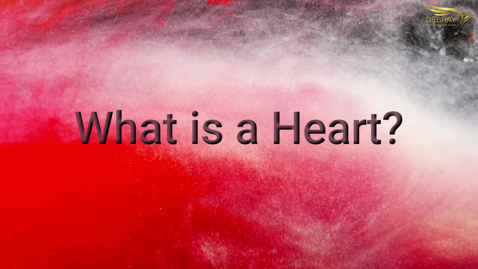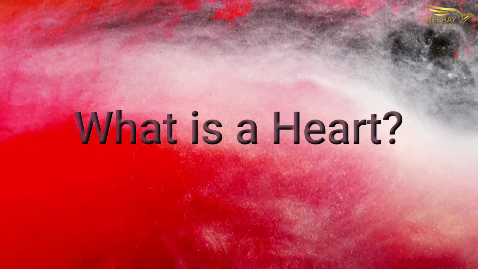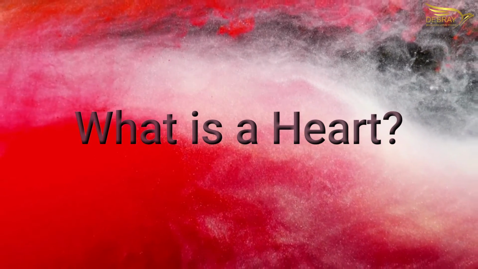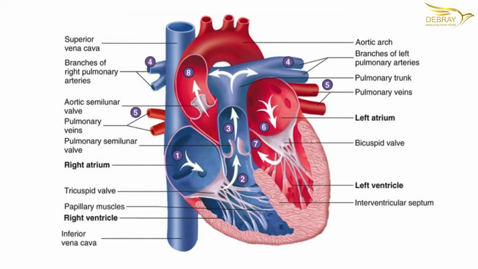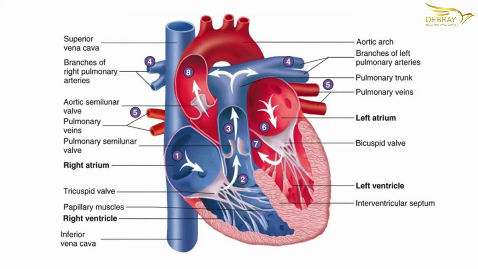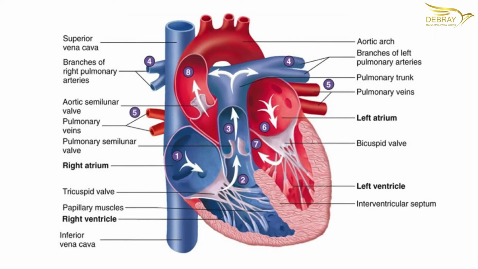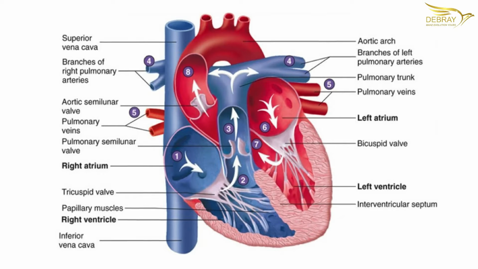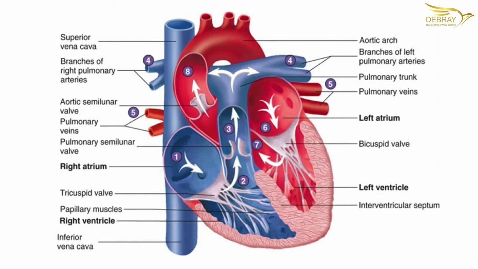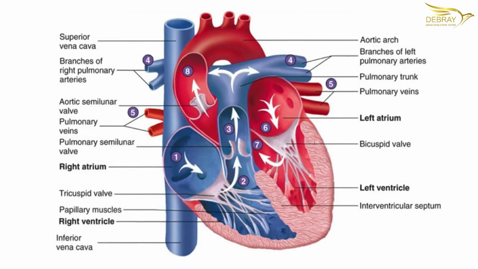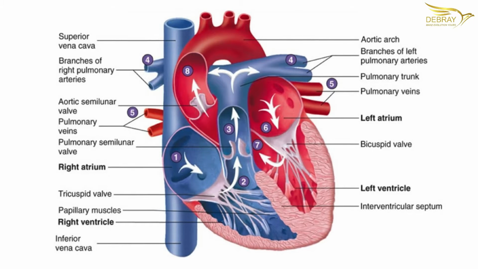The video says it all. So what is a heart? The heart is composed of specialized cardiac muscle and it is four-chambered with a right atrium and ventricle and an anatomically separate left atrium and ventricle. The heart is thus functionally composed of two hearts, the right heart and the left heart.